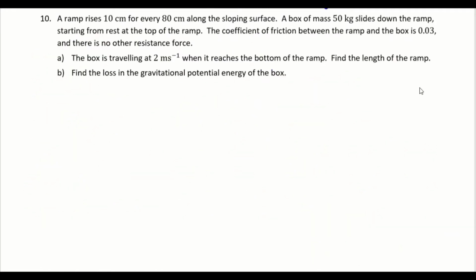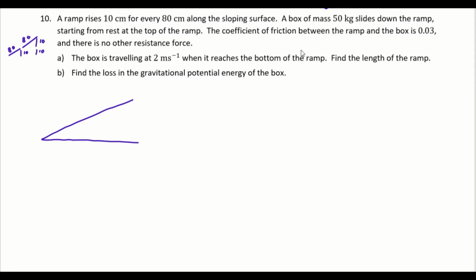Okay, 10. A ramp rises 10 cm for every 80 cm along the sloping surface. So this is a question that's similar to number 9 just now, which didn't actually give you the exact height. But the idea is that, for example, every 80 cm, it's going to rise 10. So if this is 80, then this is going to be 10. If I extend another 80, then this is going to be 10 plus 10. You get what I mean, right? So the triangle is a fixed one. Okay, so we can try to draw that.